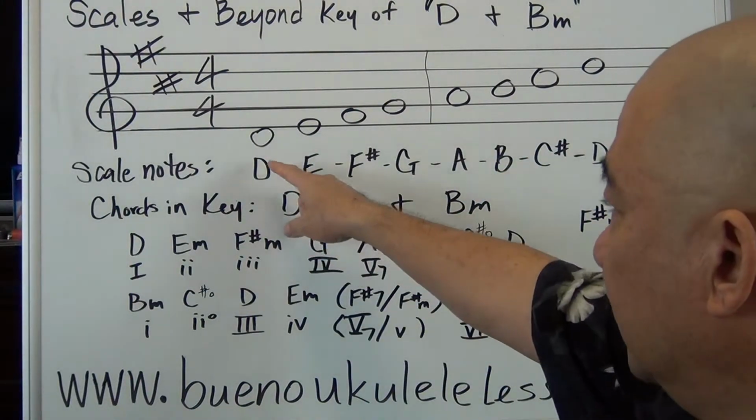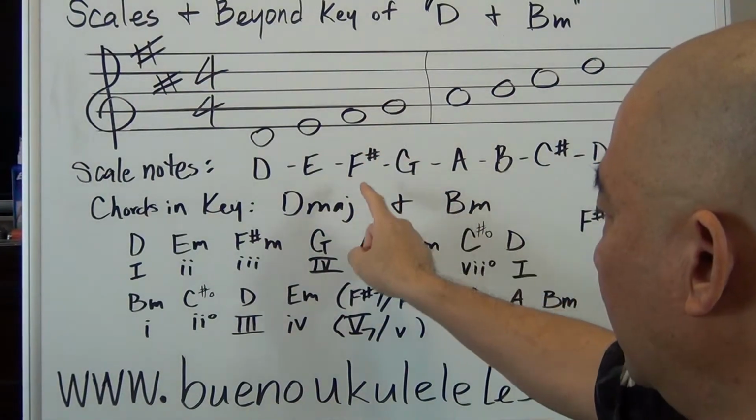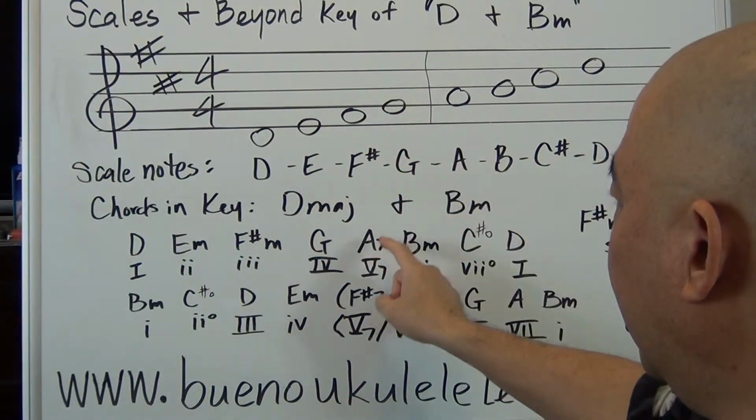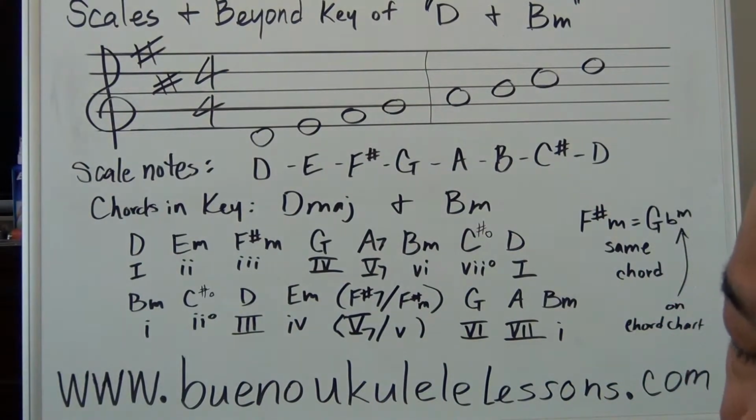As you can see, the D note, E note, F sharp note, G, A. I'm just naming the letters so you can start to see like a little pattern, because we're going to talk about that a little later.